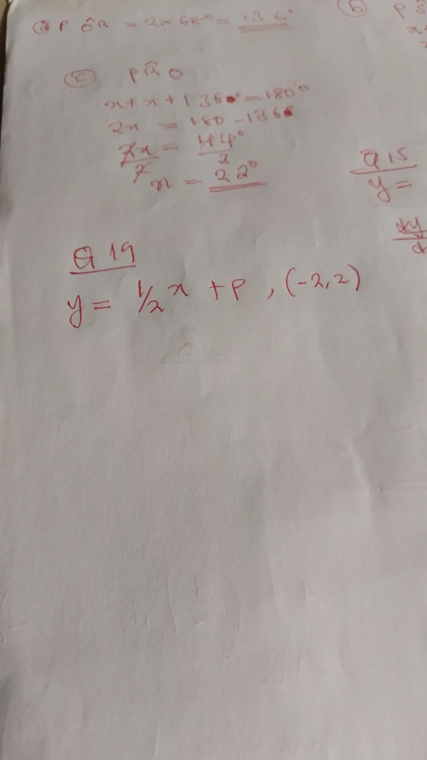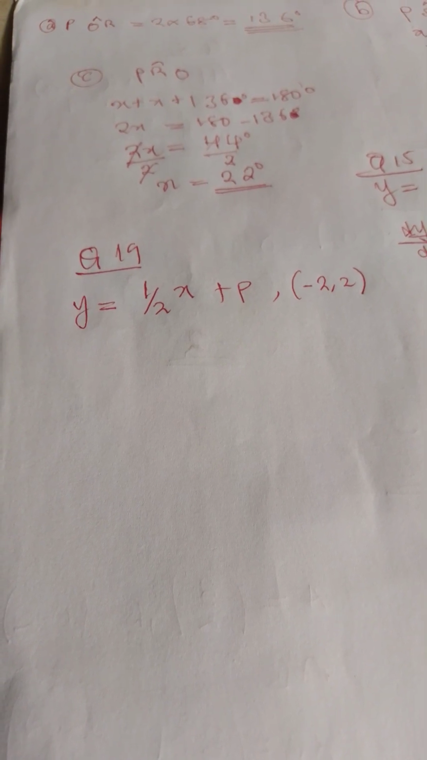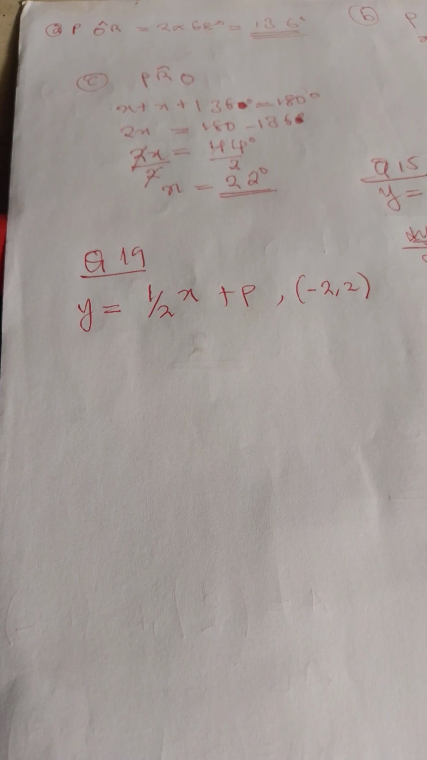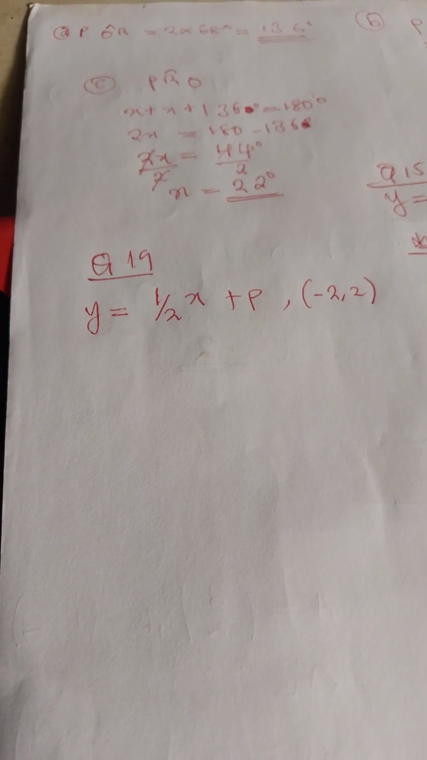So remember, the y-intercept, like the value of y here, in this case, it is p. So let's find the value of p first, using the values given, that is the point negative 2, 2. I'll name this as x, this one as y. Where there is x, I'll put negative 2. Where there is y, I'll put 2. So 2 equals 1 over 2 multiplied by negative 2 plus p. I want to find the value of p.